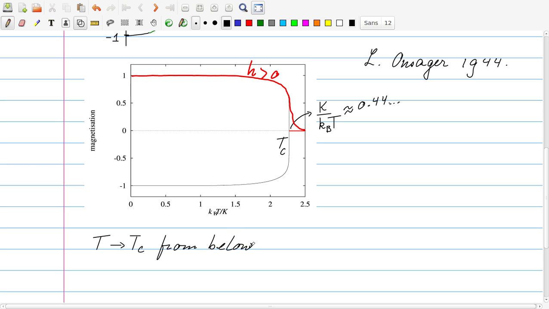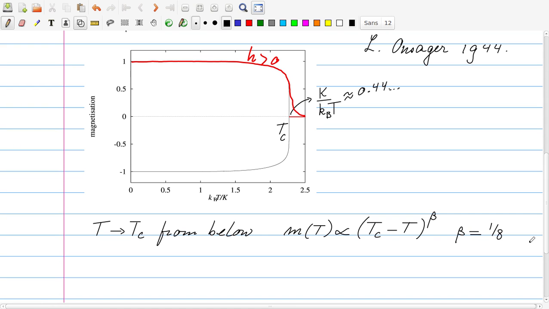what the magnetization does. Well, it turns out that the magnetization as a function of T behaves as Tc minus T to some power, which is beta, and this should be just a proportional sign, and that beta turns out to be 1/8 for the Ising model. And so this is just one example of a so-called critical exponent.